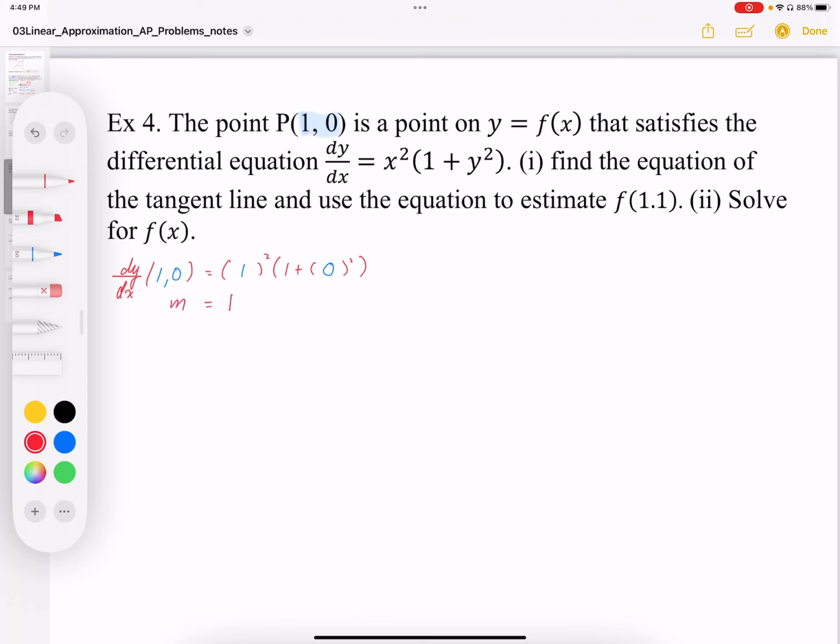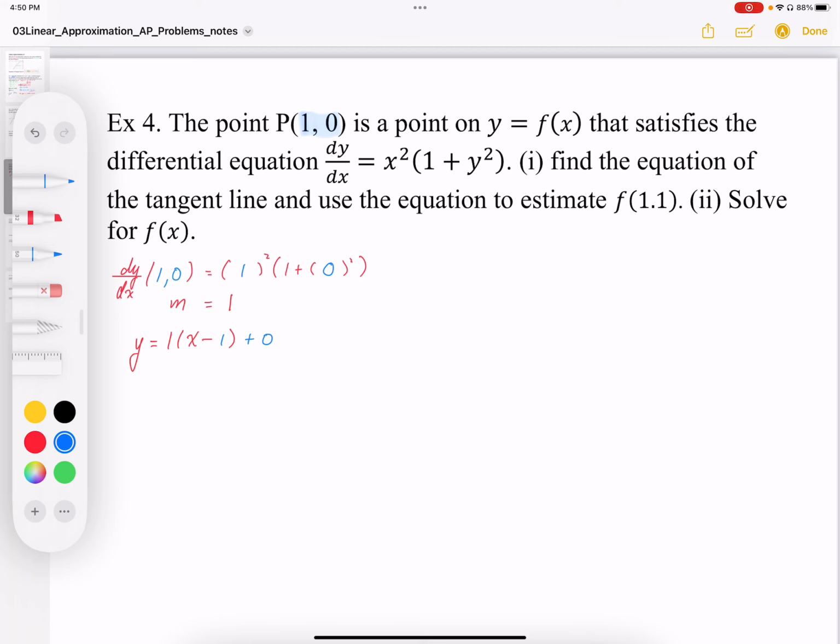So that's my slope. The equation of the tangent line then is going to be y equals the slope 1 and the coordinate (1, 0). So putting in point slope form, I get that. Basically it's 1x minus 1 is the equation of my tangent line at that point.